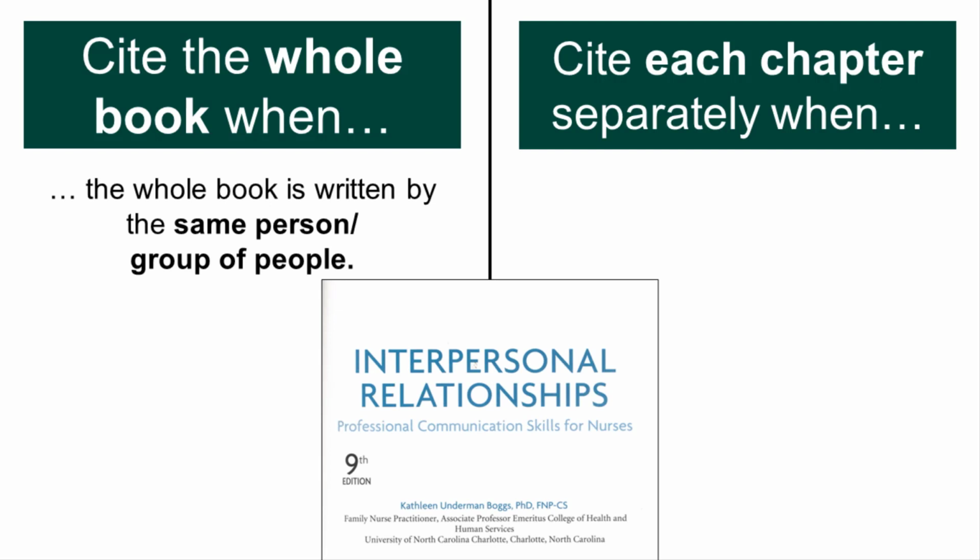The first type is when the whole book is written by the same person or group of people. Because the whole book is written by the same people, the whole book will be in your reference list. It doesn't matter how much or how little of the book you read.